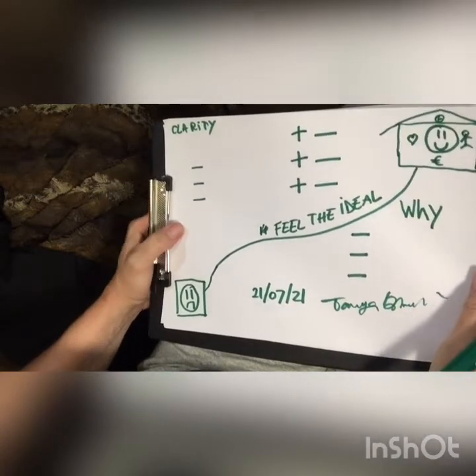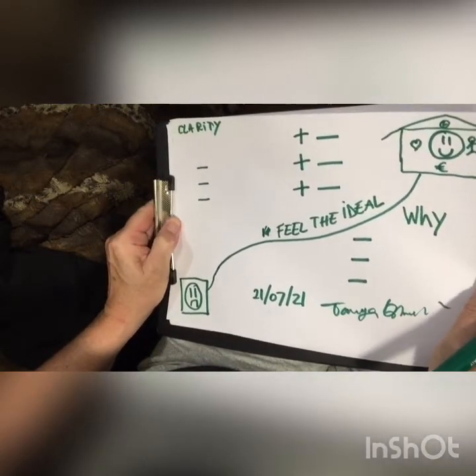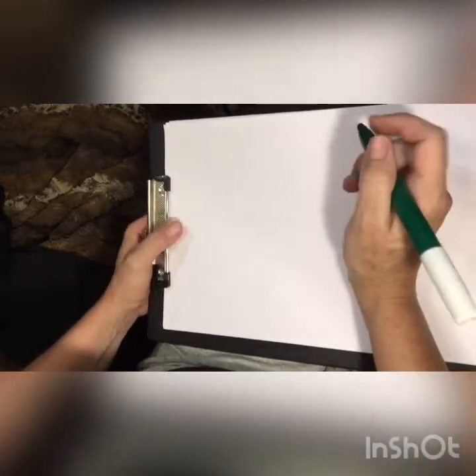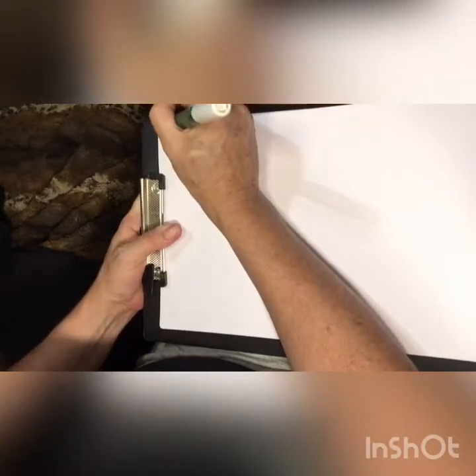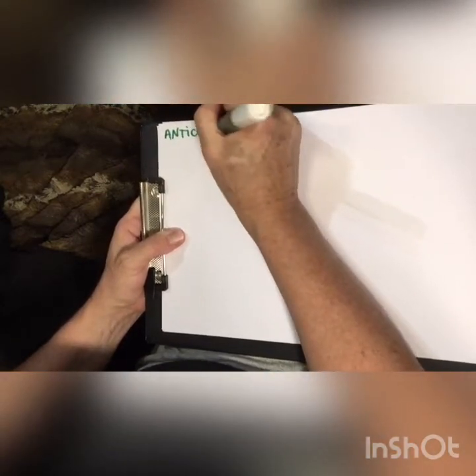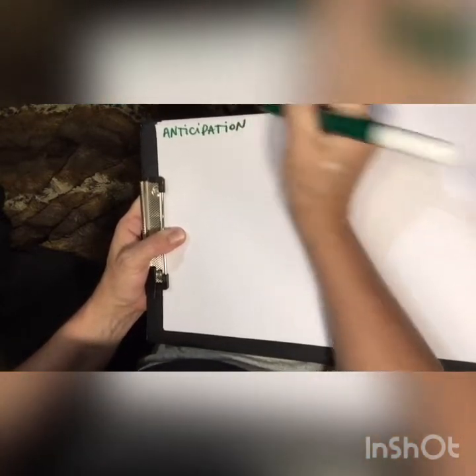Okay. We've done the clarity map. Let's move over to the next one. The next map is the anticipation map. We'll draw the same two faces.